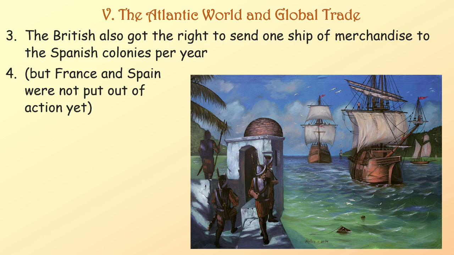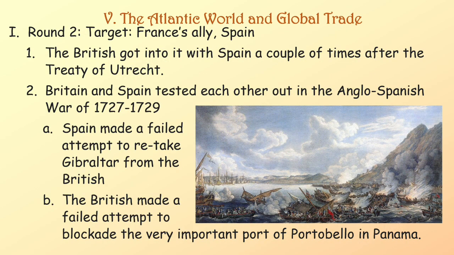But France and Spain were not out of action yet. This was only round one. Round two, the target, France's close ally, Spain. The British got into it with Spain a couple of times after the Treaty of Utrecht. Britain and Spain tested each other out in the Anglo-Spanish War of 1727 to 1729. There's lots of wars here that you've never even heard of. Spain made a failed attempt to retake Gibraltar from the British. Big mistake. And then the British made a failed attempt to blockade the very important port of Portobello in Panama.